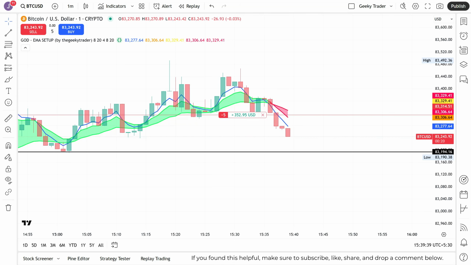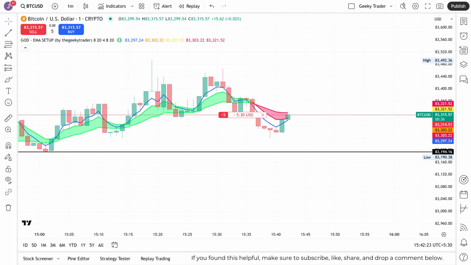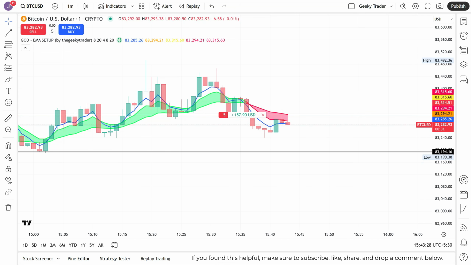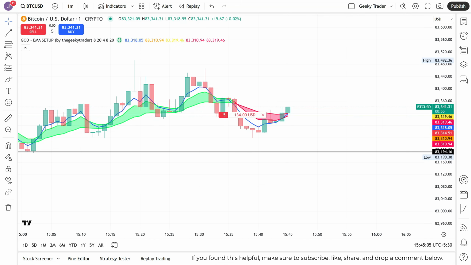Now let's take a closer look at the chart. The price is trying to push upward, but notice that the red ribbon is still intact. This tells us that the overall trend remains bearish, meaning the sellers are still in control. Because of this, we can confidently stay in the trade without worrying about a sudden reversal.